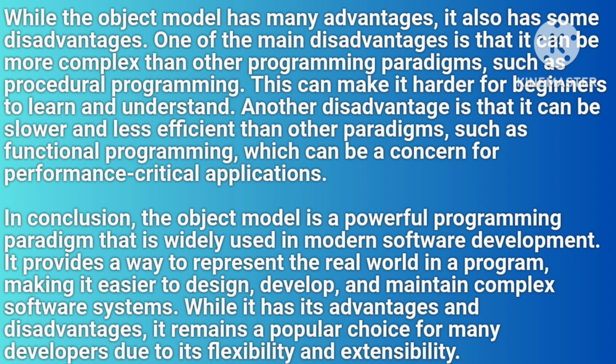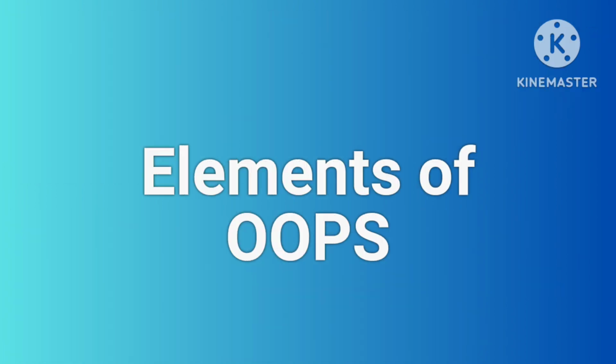In conclusion, the object model is a powerful programming paradigm that is widely used in modern software development. It provides a way to represent the real world in a program, making it easier to design, develop, and maintain complex software systems. While it has its advantages and disadvantages, it remains a popular choice for many developers due to its flexibility and extensibility.